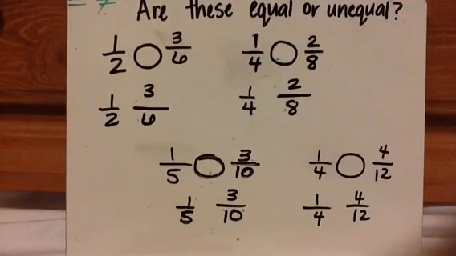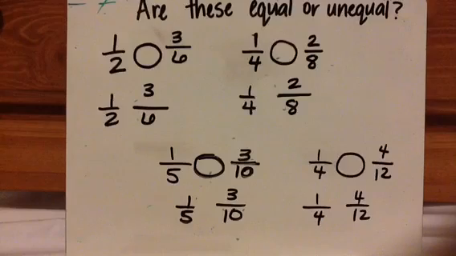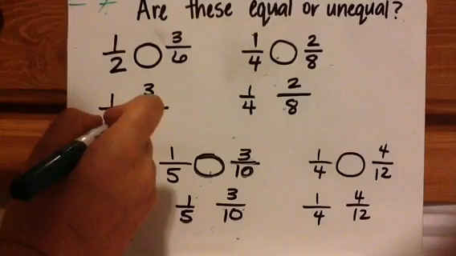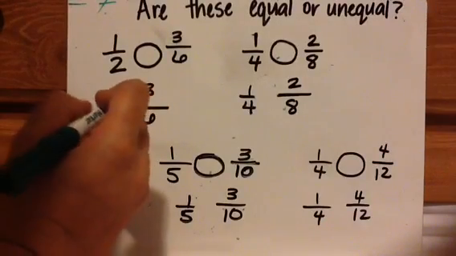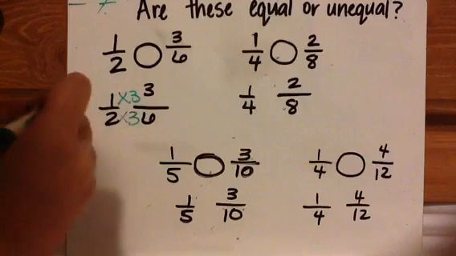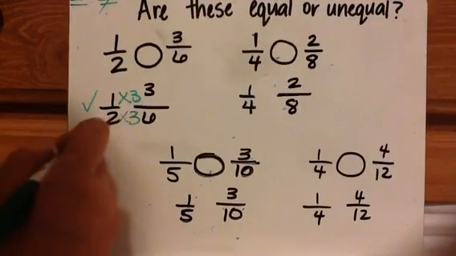Okay, let's go over these now. The first one, 1/2, is it equal or unequal to 3/6? So you can say, well, 2 times 3 equals 6. So that means, is 1 times 3 equal 3? That is true. So then you know they're equal.